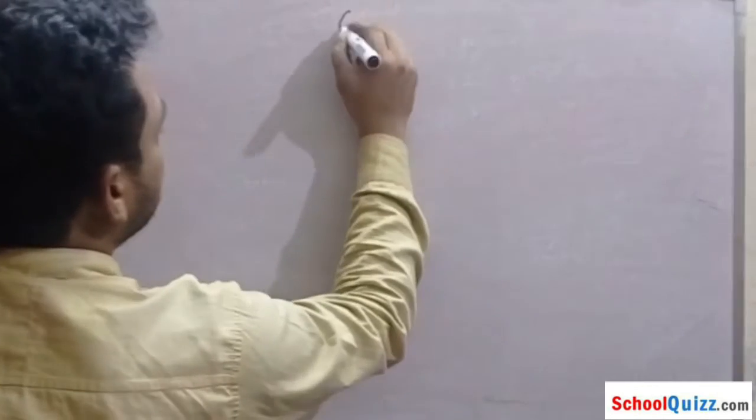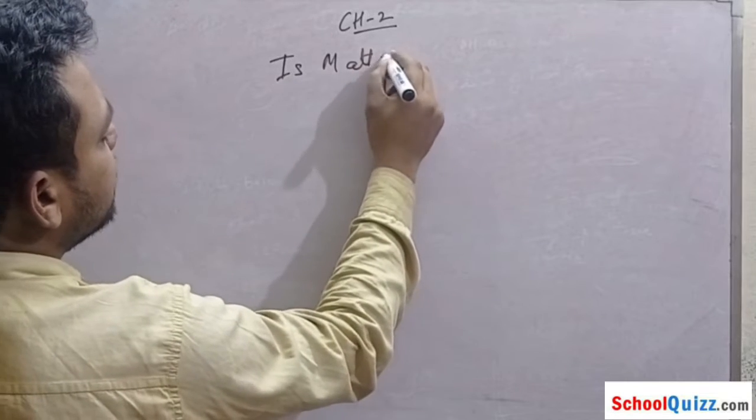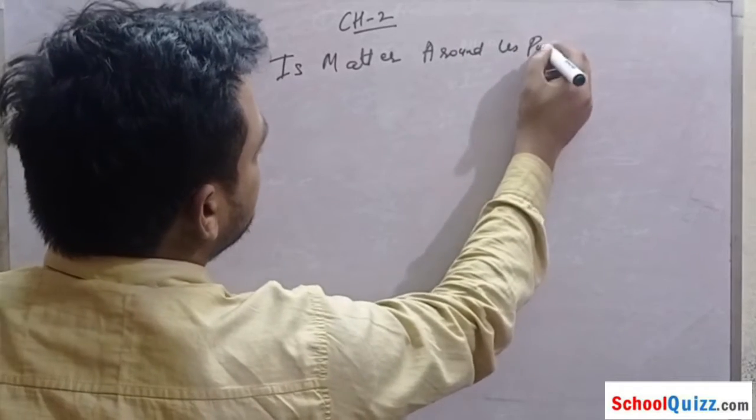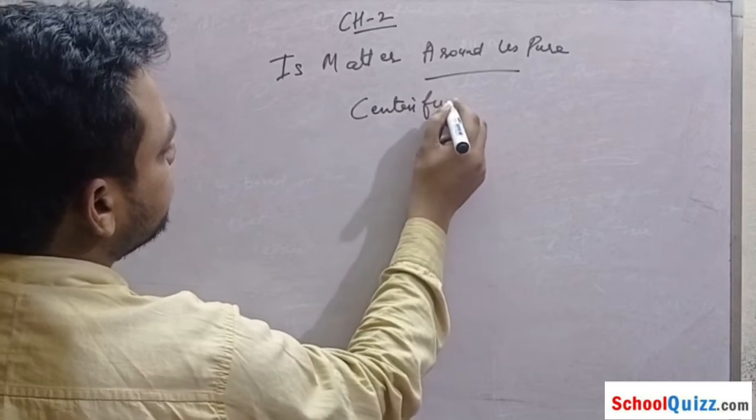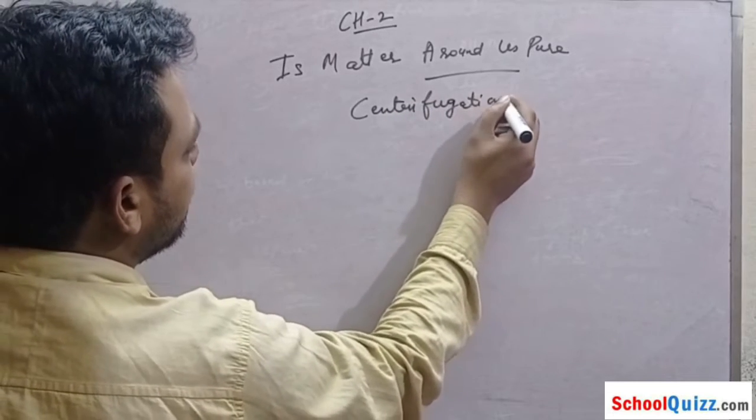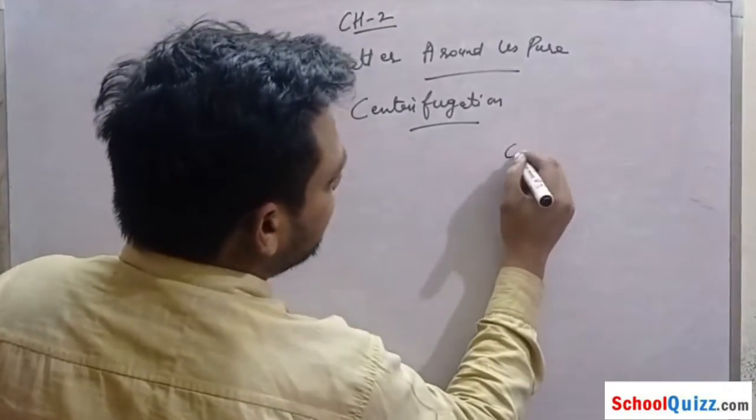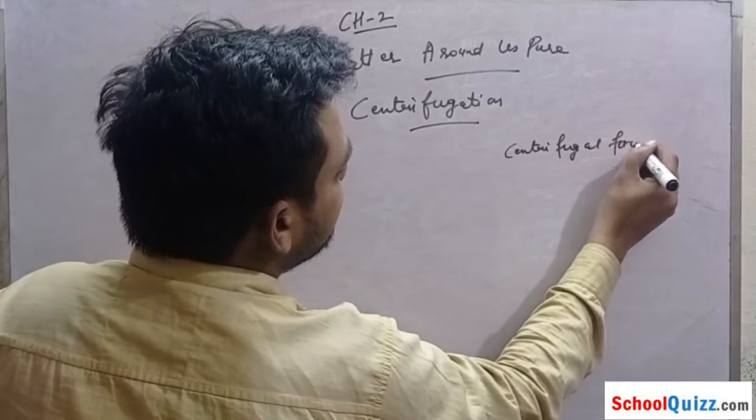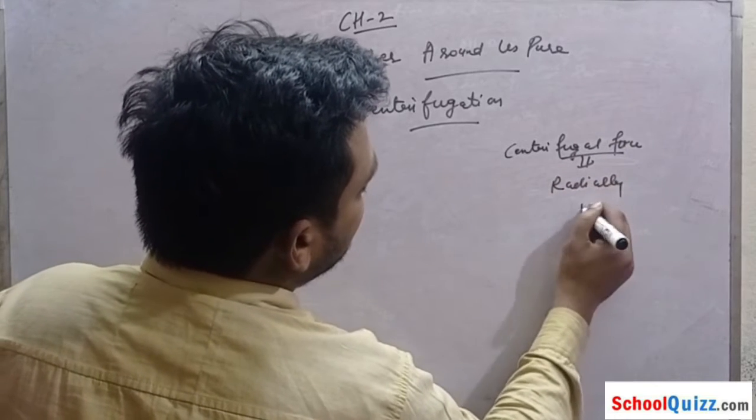Okay, so let's start. Chapter number 2, that is Matter Around Us Pure, and we will discuss our technique, that is centrifugation. As we already know about centrifugal force, that is the force which acts radially outward.